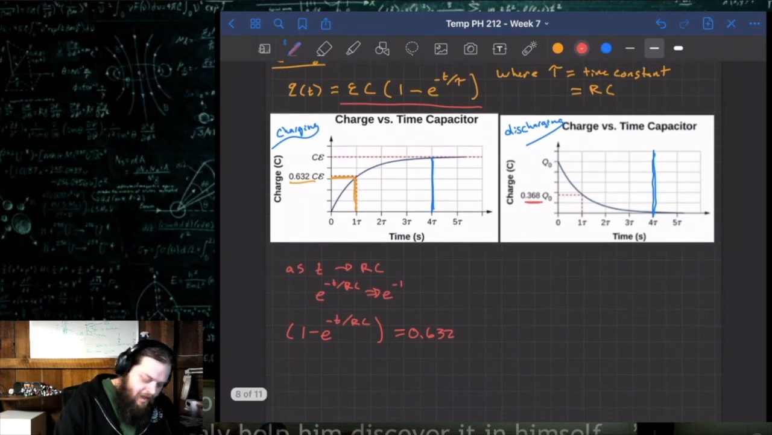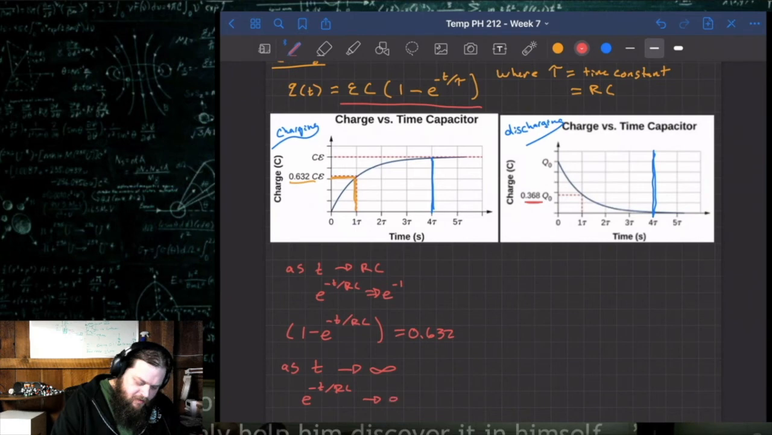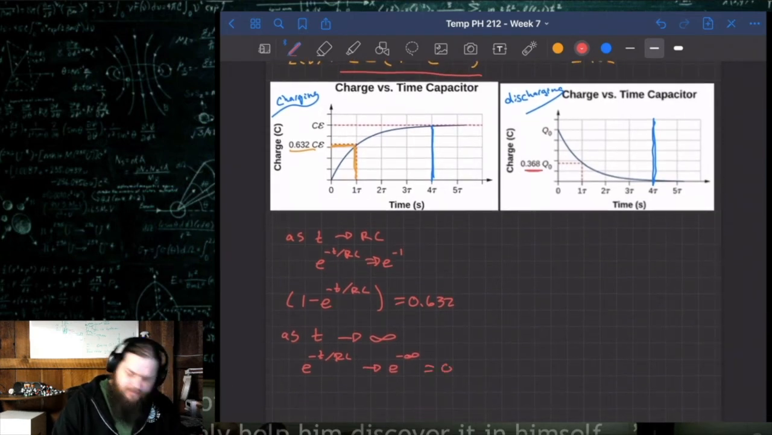We can also look at it as t approaches infinity, as time just goes on and on and on, this exponential, e to the negative t over RC, is going to approach e to the negative infinity, which is basically 0, right?